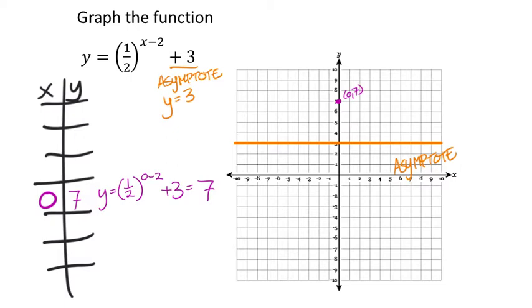But I'm going to need some other points. So let's try the next value. We'll say just 1. And so the equation would be y equals 1/2 base to the power of 1 minus 2, and then plus 3. When you put this in the calculator, you will get 5. So that tells me that I get the ordered pair of 1, 5, which for me, 1, 5 is right here.